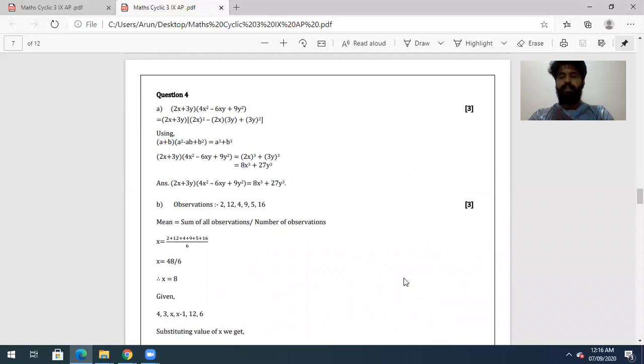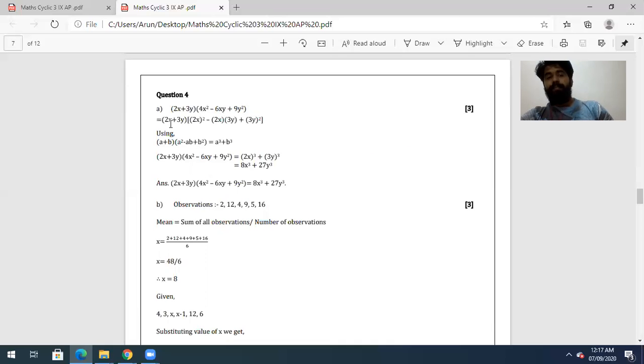Moving on to the next question, question 4a. Simplify using identity. 2x plus 3y into 4x square minus 6xy plus 9y square. So in the first bracket, we have 2x plus 3y. We're going to express the terms of the second bracket in terms of 2x and 3y. So we can say 4x square is 2x the whole square. Minus 6xy becomes minus of 2x into 3y. Plus 9y square becomes 3y the whole square.